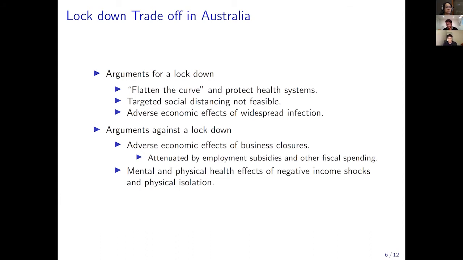And the other one is a health cost. Asking people to live in physical isolation for 4 or 5 weeks has both physical and mental health implications, and just negative income shocks in general has negative mental and physical health implications. So these are roughly the pros and cons of a lockdown in the context of Australia. In the case of Australia, the government decided that the arguments for a lockdown dominated, and so we went and implemented it nationwide.